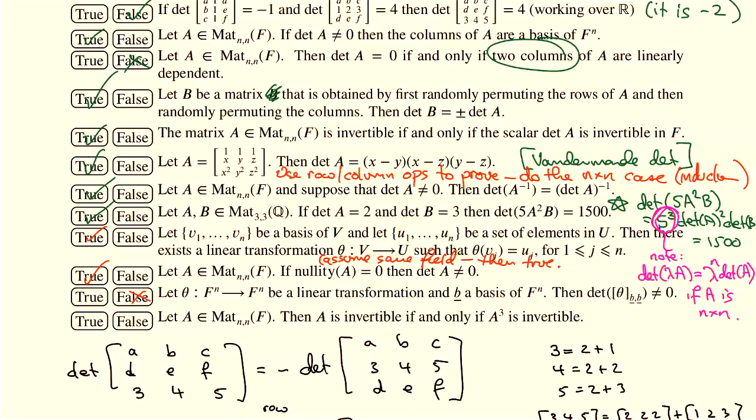If you think in terms of determinants, it's probably easiest. The determinant of this is just the determinant of A cubed. That's a non-zero field element exactly when the determinant of A is a non-zero field element. True. So here I would probably just use det A cubed equals (det A) cubed.